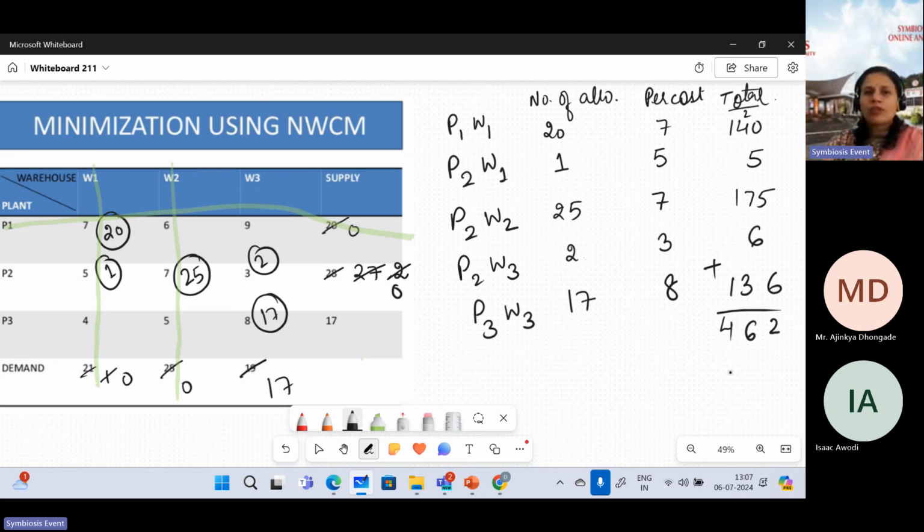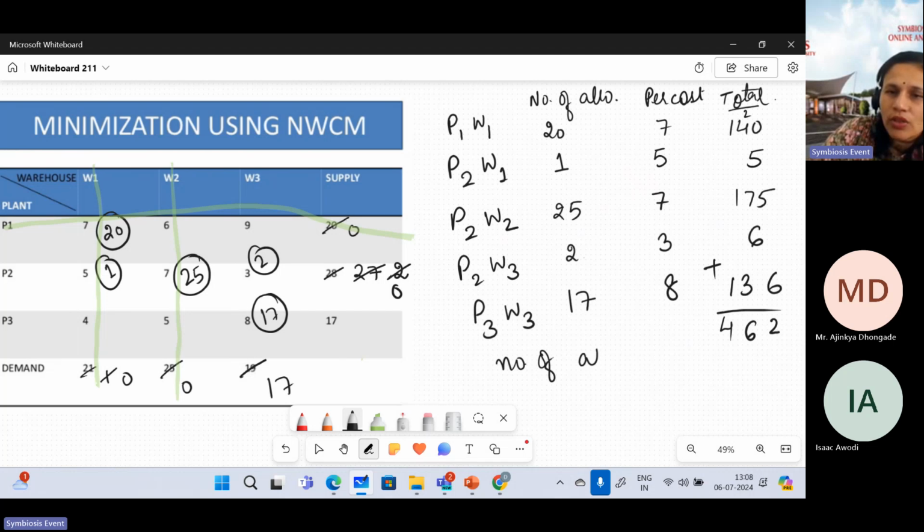What is the drawback of this method? I'm not at all taking care of this part. If you want to minimize the cost, I should opt those values where the costing is least. But I'm just going through the position. That means I'm just going by the direction wise, and whatever is the corner, that corner, I'm going to make the allocation.